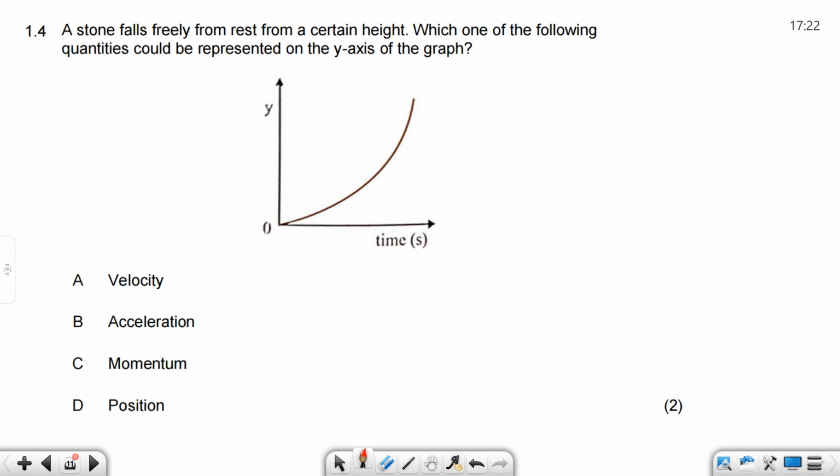Guys, let me show you one way to answer if you are lost. Can I show you something here? This is velocity, right? What is acceleration? Change in velocity over change in time. So velocity is here. What is momentum? Mass times velocity. Velocity is there. You cannot have velocity in everything. It's a position time graph. That's how we draw the graph.